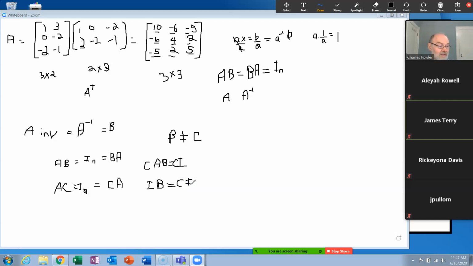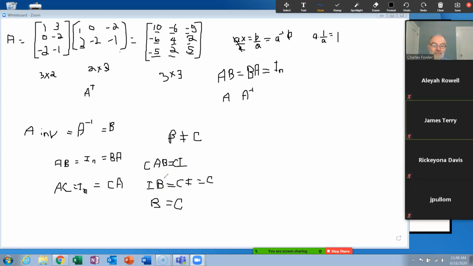Okay? Now, but C times I, we know that anything times I is going to be C. Okay? Well, now what that tells you, because anything multiplied by I is equal to itself, that means this is B, and this side is C. So you just negated your assumption that they're not equal to each other. You just proved they have to be equal to each other.